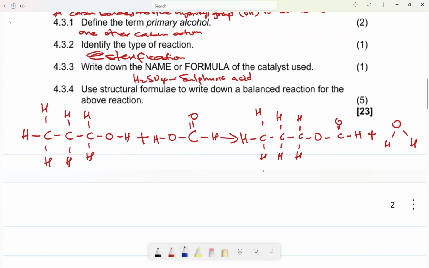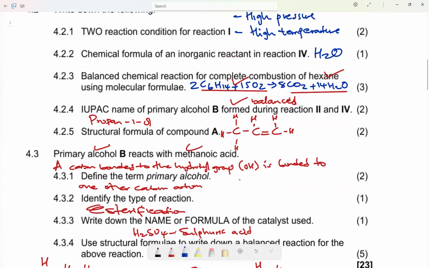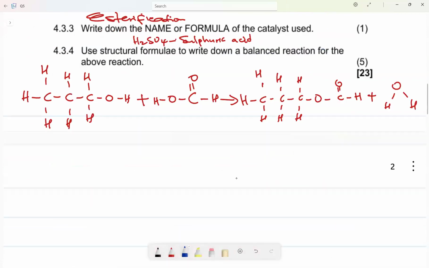First mark now, it is you drawing this, as well as this and this functional group. Functional group, this one, it is correct. Then the last mark. How easy 5 marks is that?